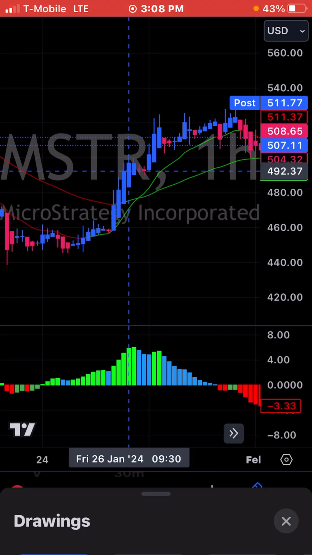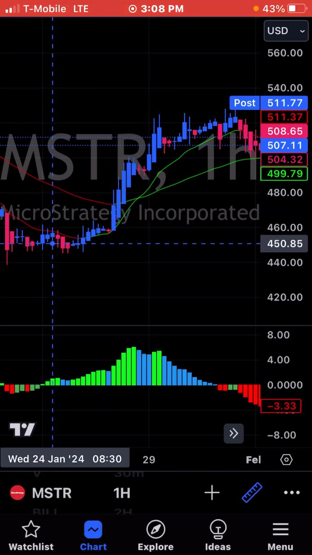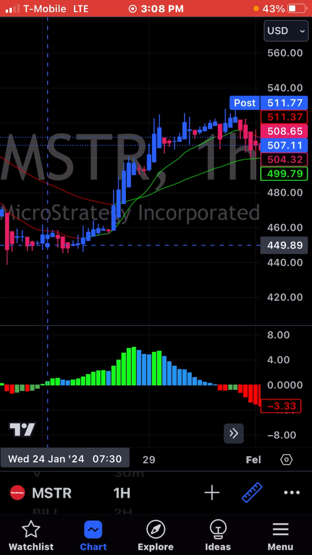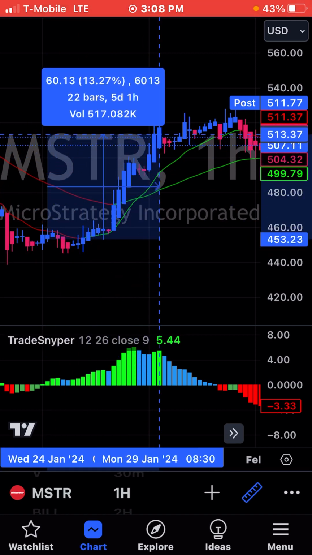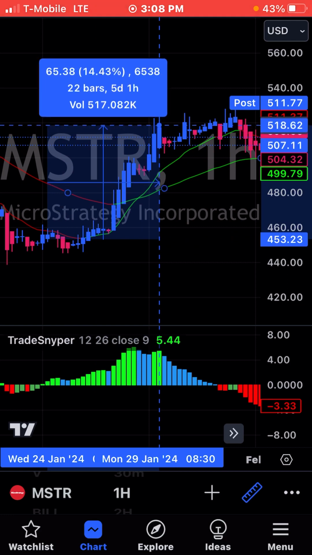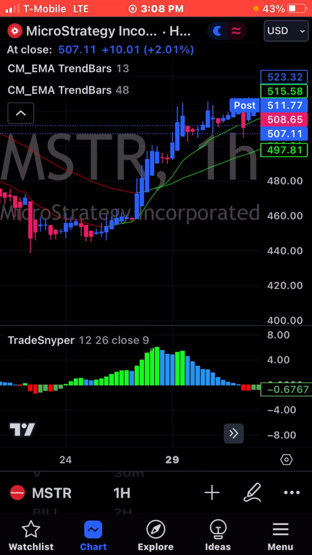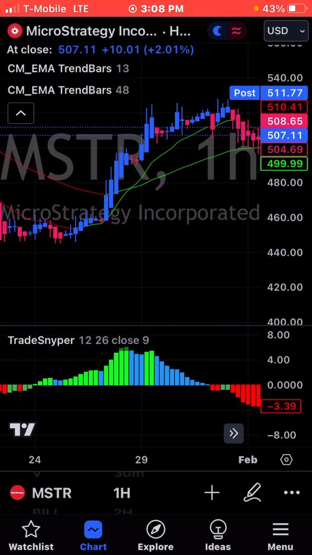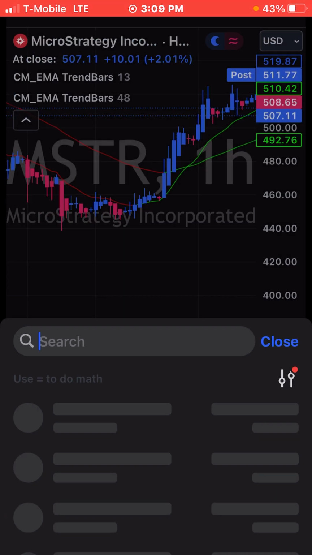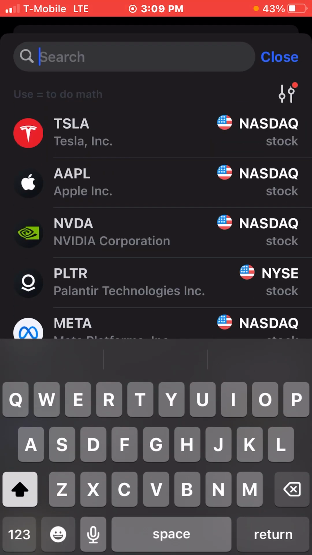You can buy some MicroStrategy and you see it on TradeSnyper, it goes to bright green right about here. You can ride it out for however long you want, and this would be about a 14% increase. So that's kind of how you do it with MicroStrategy if you don't want to do options, and you can build your way up. Let's look at some other stocks here. Let's look at NVIDIA.